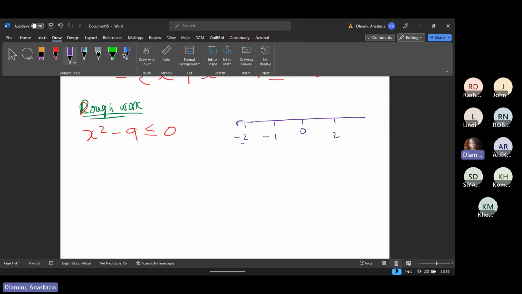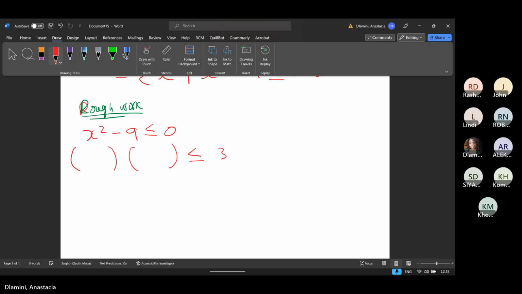Which one is greater between -1 and -2? -1. Okay. Which one is greater between 1 and 2? 2. Yes, thank you. Are we all on the same page? Yes. Go back to our inequality. So we factorize. Tell me the difference of two squares.